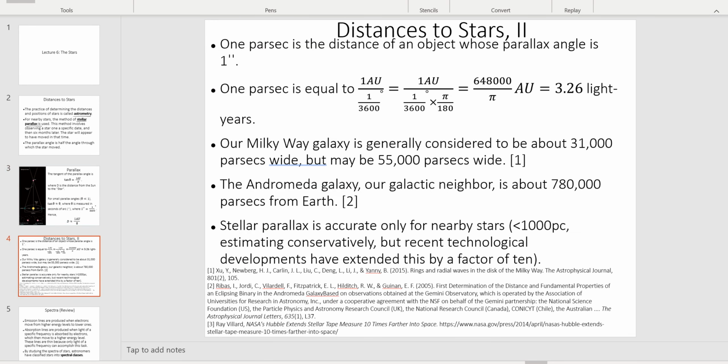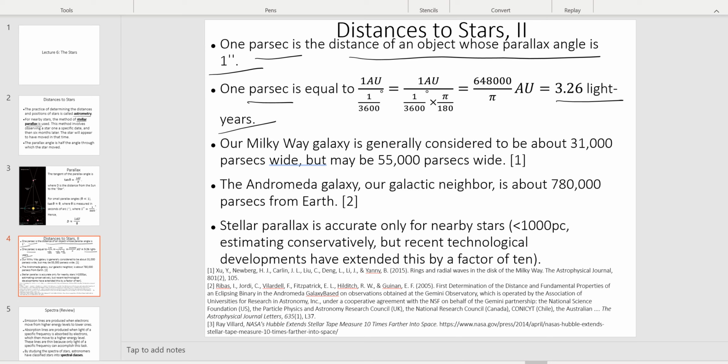I actually mentioned most of the stuff. 1 parsec is the distance of an object whose parallax angle is 1 arcsecond. I mentioned that earlier. 1 parsec is equal to 3.26 light years. I had mentioned that, I think, in a previous lecture. This is just a review. This is a good thing to know, the conversion between parsecs and light years.